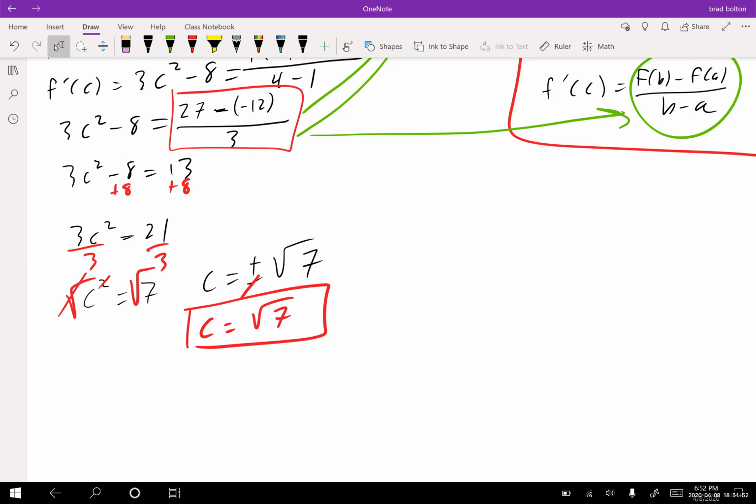So this c satisfies the mean value theorem. So then at the square root of 7, this is a moment where the slope of the tangent line and the slope of the secant line are the same number, okay?